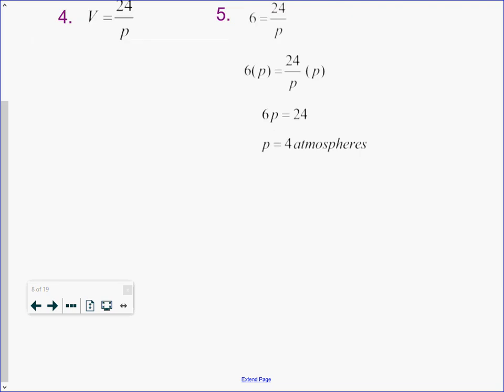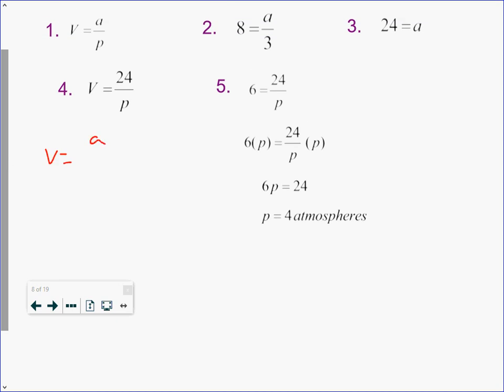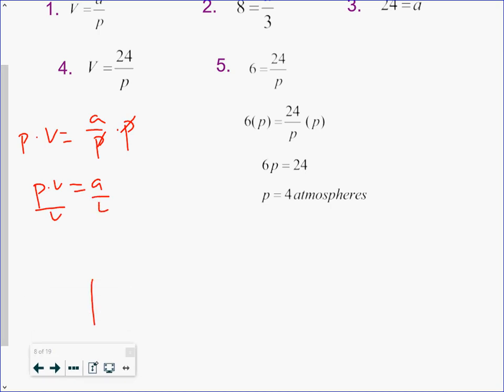And the last thing I want to end this video on is that when it comes to strictly solving what the equation is, it actually does not matter where you put your variables. Because here I have V equals A over P. I can rewrite this. I can multiply by P on both sides. And when I do, I get P times V equals A. And then I can divide by V on both sides. And when I do, these V's cancel out, and I'm left with P equals A all over V.